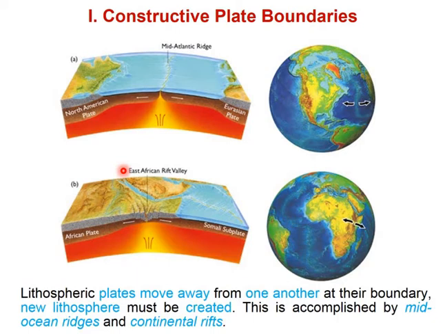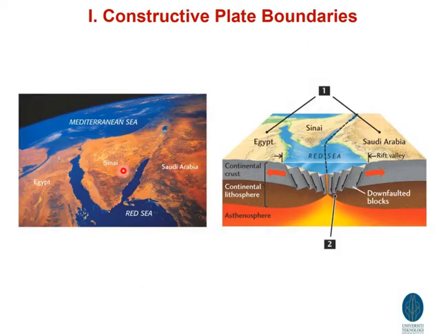Constructive or divergent plate boundaries refer to plates moving away from one another at their boundaries, where new lithosphere is created. Examples are the mid-oceanic ridge and the rifting zone. One example of a constructive plate boundary is the Red Sea, which is situated between Egypt and Saudi Arabia. The new lithosphere is formed at the mid-oceanic ridge of the Red Sea. The old plates have been pushed away.